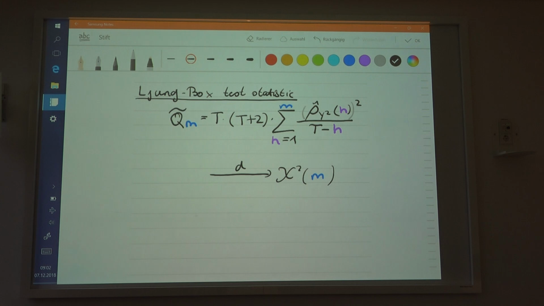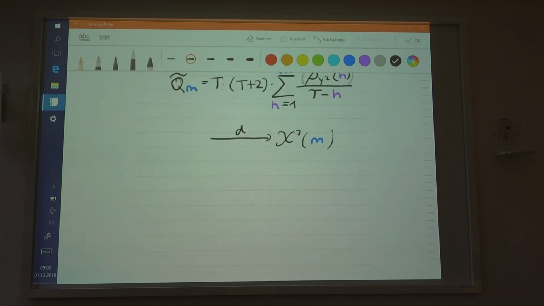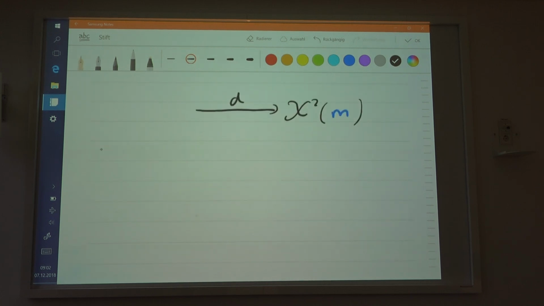The null hypothesis that there is no autocorrelation of the squares of the observations can be rejected at level alpha if the statistic exceeds the critical value, which is the 1 minus alpha quantile of the chi-square distribution.